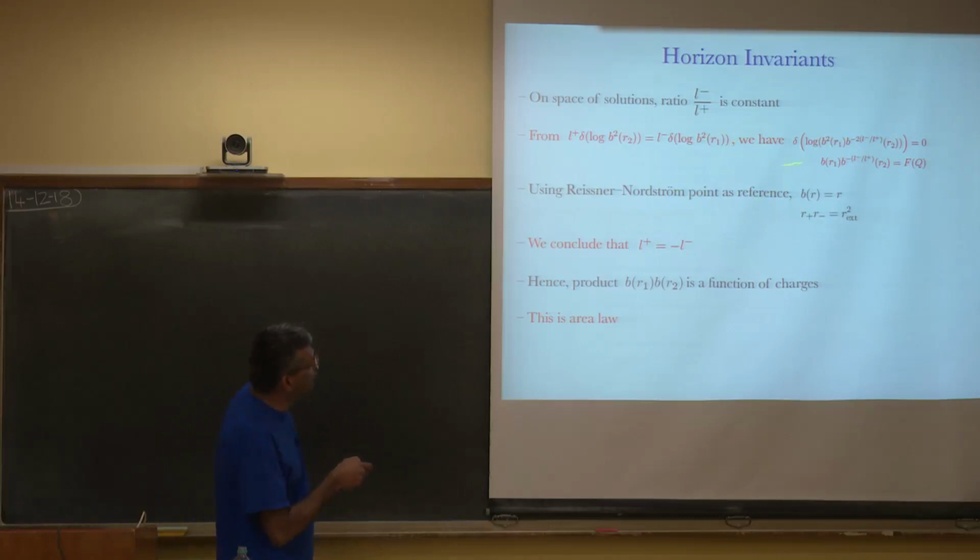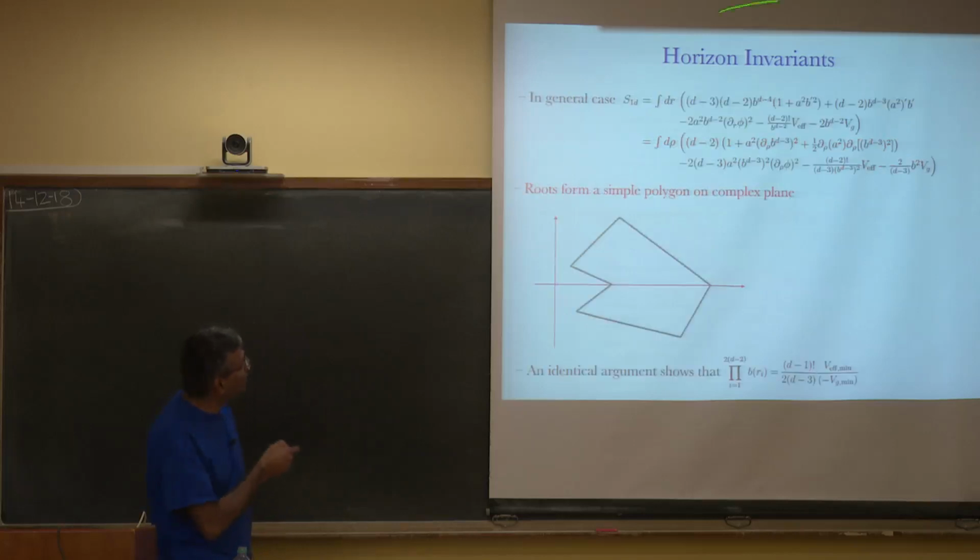we know to express this guy as that guy over there, and this expression here, the thing whose delta vanishes, that's some function just of the charges. And by going to the Reissner-Nordstrom point as a reference, we can fix this expression to be, r plus and r minus is r extremal squared, and we conclude then that L plus equals minus L minus, and the product of the areas is just a function of the charges for this. So this is a derivation of the area law for the non-extremal case.